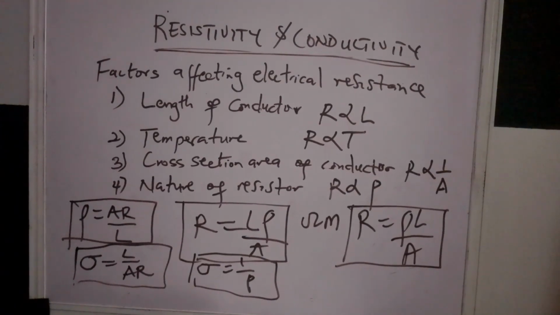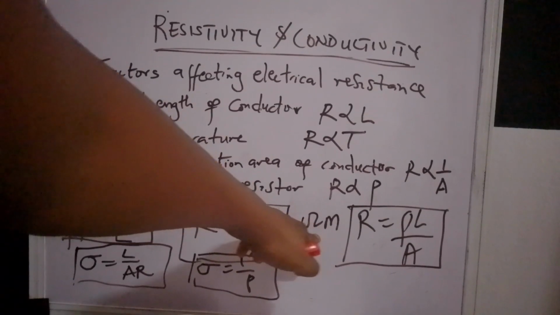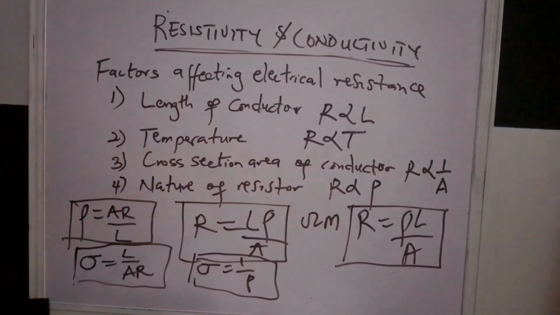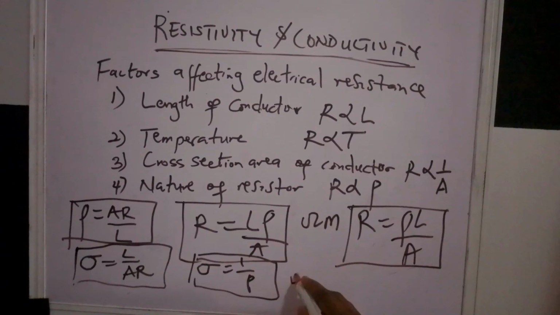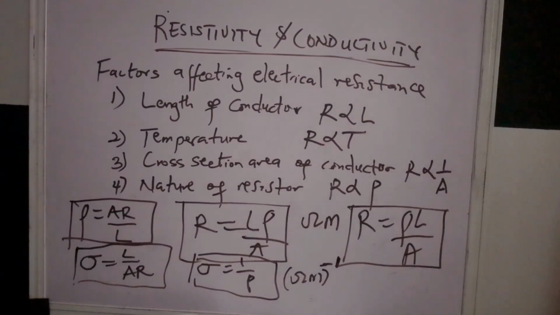Then it is also very important to know that if resistivity is measured in ohm meter, then conductivity will be measured in inverse of ohm meter, because they are inverses of each other. So conductivity will be measured in the inverse of ohm meter.